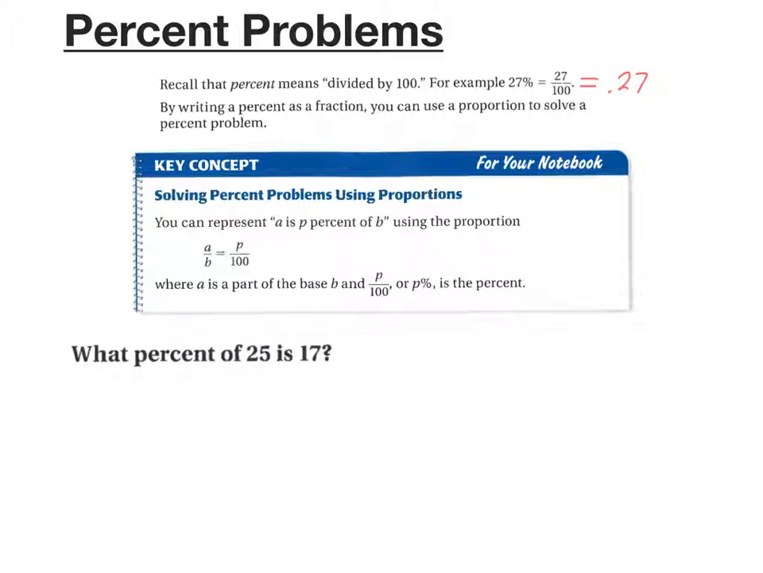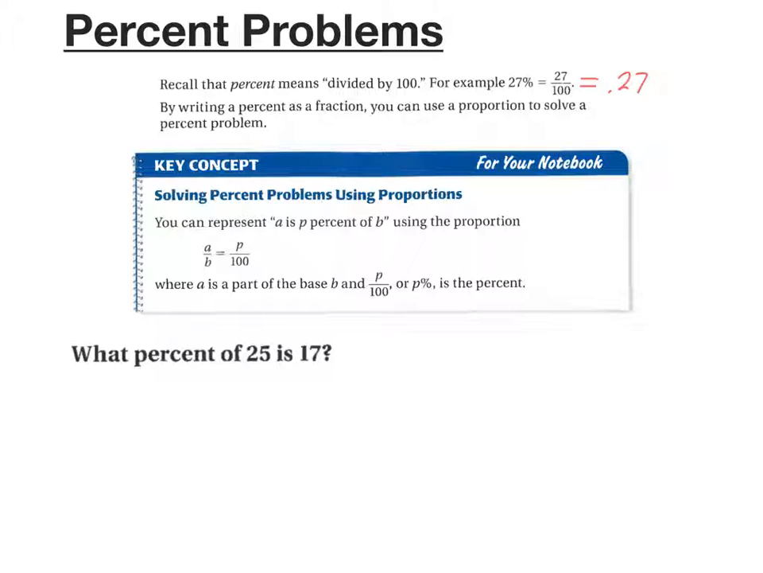In a type of problem like this, A represents a part in the problem. So it can represent a part of your paycheck that's taken out for taxes. It can represent the part of a population that votes for a certain candidate. And the base in that problem, or the whole amount, is B. So that would be the entire population in the case of an election. Or in the case of taxes, it would be your whole paycheck that the taxes are being taken out of. And P over 100 represents the percent.